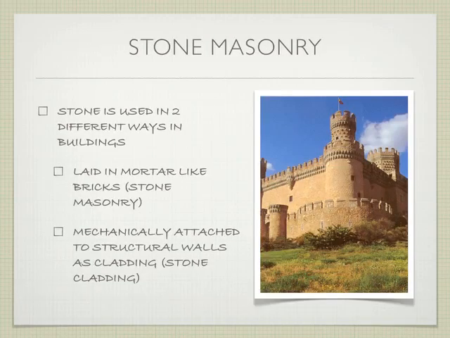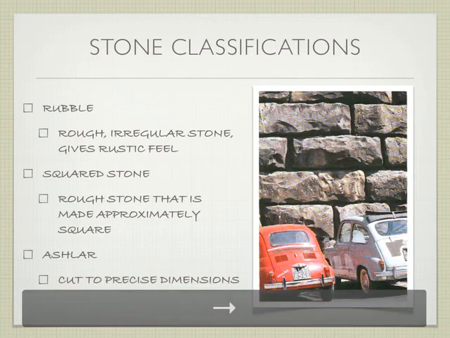So, stone is used in two different ways in buildings. It can be laid in mortar like bricks for stone masonry, or it can be attached to structural walls as cladding. So this is a lot like brick. We can have a purely structural building that's all out of stone, or we can have a building that has a structural surface that's, say, concrete or some other internal structure, and we're just applying it to the outside surface for the look of a stone building. And so that's going to vary.